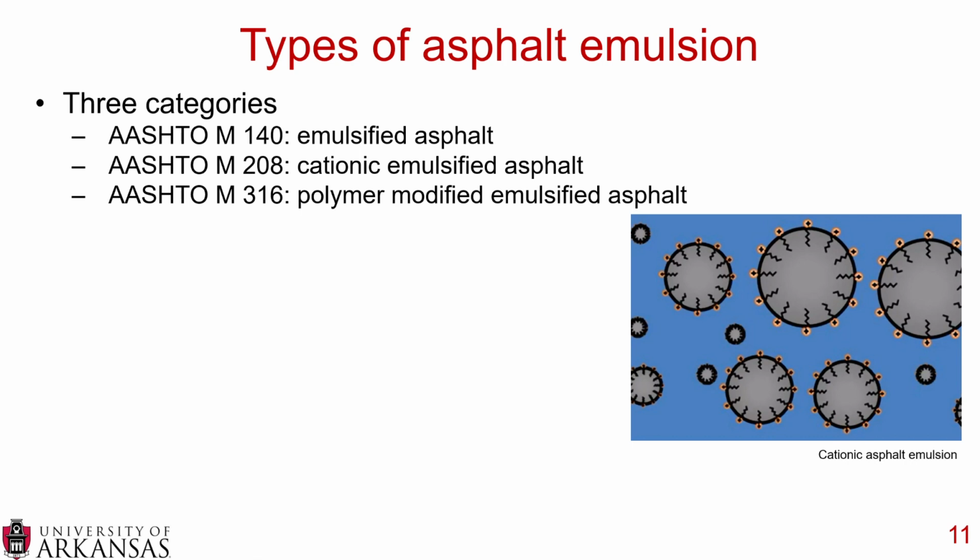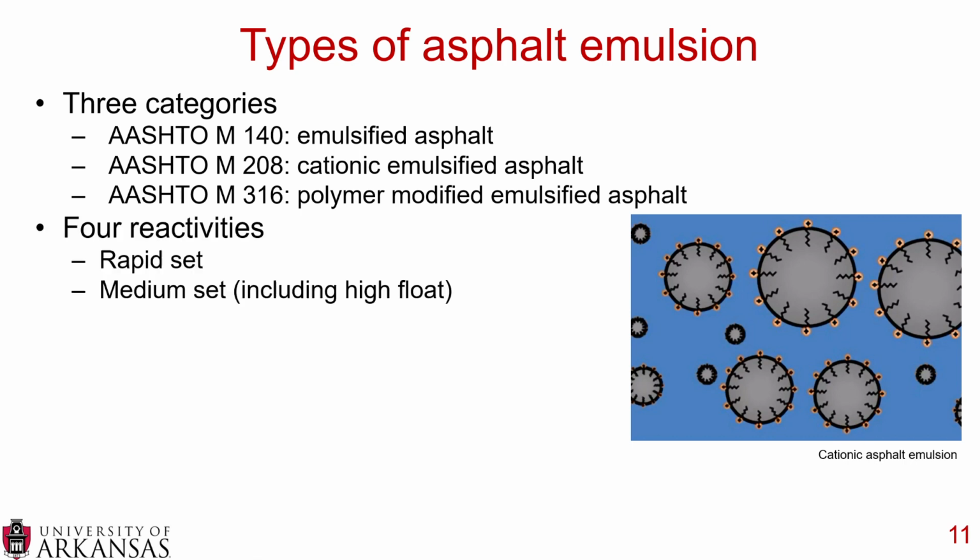Now you'll notice that there is no standard for anionic emulsified asphalt, and that is because those all fall under AASHTO M140, but there are other types, for example, non-ionic asphalt emulsions that are also under AASHTO M140. But M208 is cationic only, M316 is polymer modified only, and M140 is pretty much everything else.